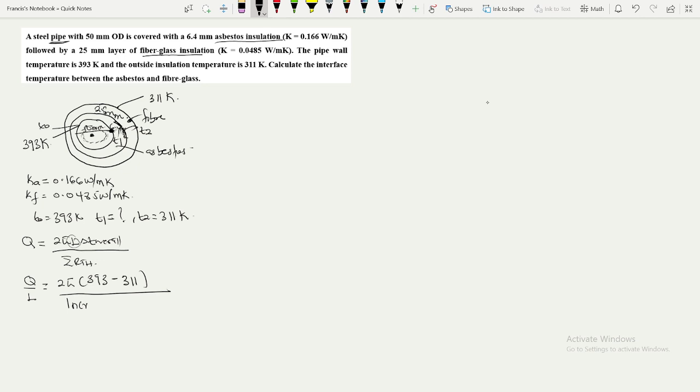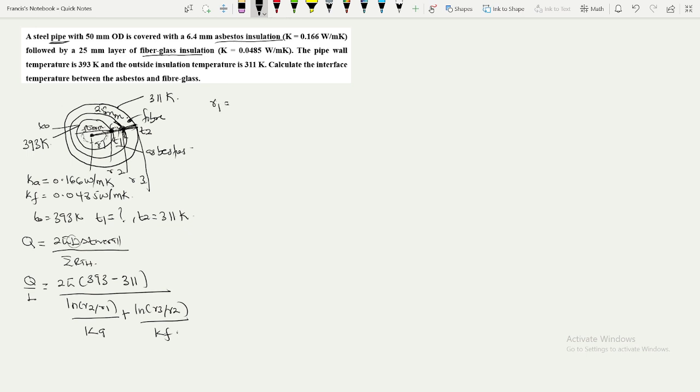So now let's evaluate that. From this point to this point is our outside, so let's call this R1. From here to here will be our R2, and from here to here will be our R3. So we'll have ln R2 over R1 all over the K of the asbestos, Ka, plus from this point to this point is also by conduction, so we'll have ln R3 over R2 all over K of the fiber. Now let's find our R1, R2, and R3.